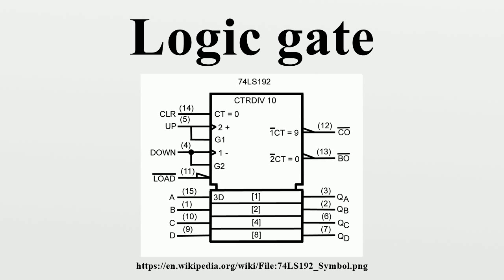In electronics, a high output would mean the output is sourcing current from the positive power terminal. A low output would mean the output is sinking current to the negative power terminal. High impedance would mean that the output is effectively disconnected from the circuit.